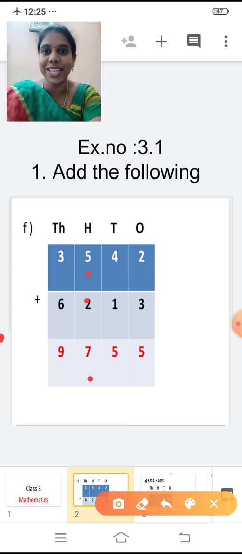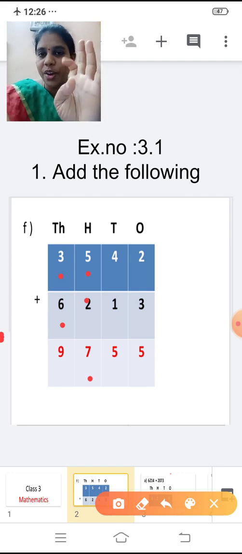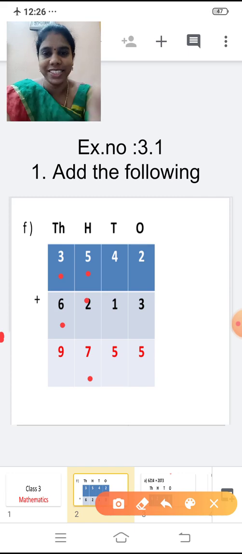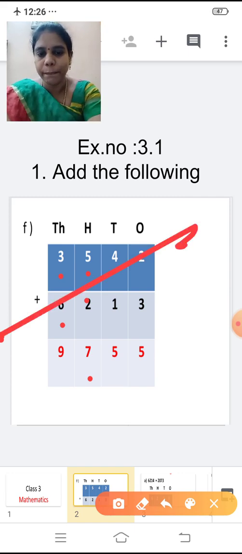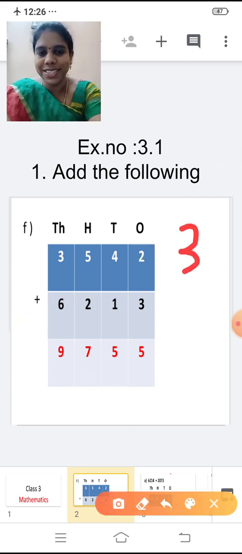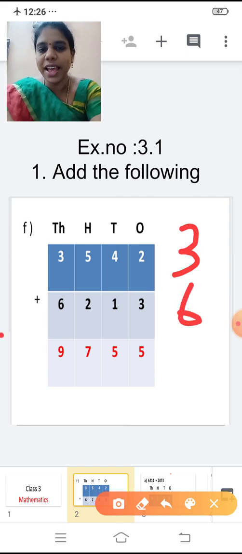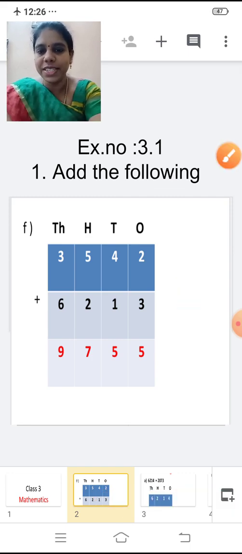Then we have to add the thousands place. 3 and 6. Now add 3 plus 6 and tell me the answer, children. 3 in the mind, 6 in the finger. After 3, 4, 5, 6, 7, 8 and 9. 3 plus 6 is 9.